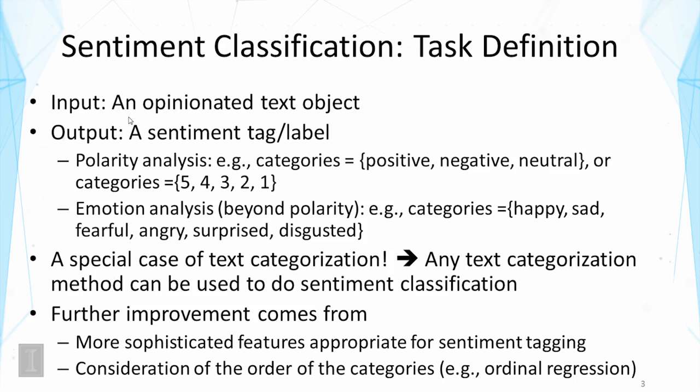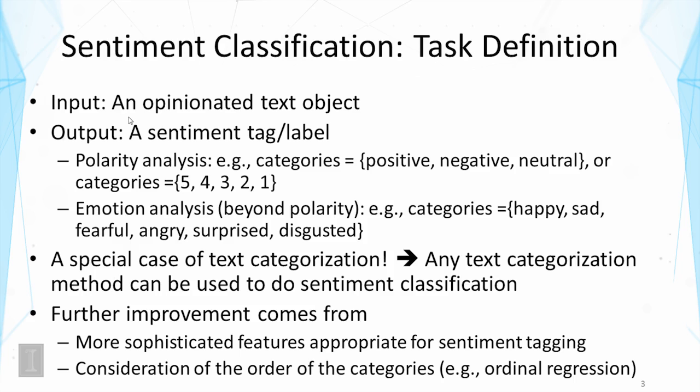So as you can see, the task is essentially a classification task or categorization task, as we have seen before. So it's a special case of text categorization. This also means any text categorization method can be used to do sentiment classification. Now, of course, if you just do that, the accuracy may not be good, because sentiment classification does require some improvement over regular text categorization technique or a simple text categorization technique.